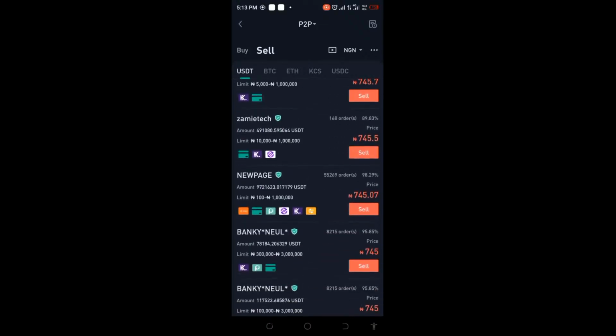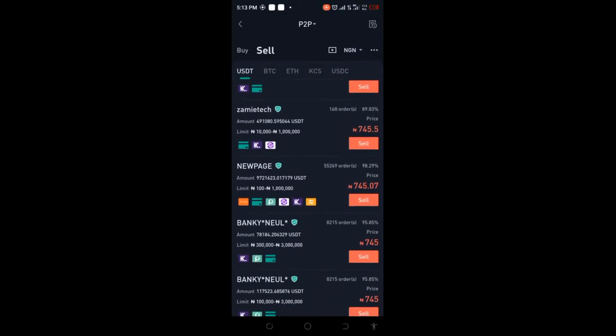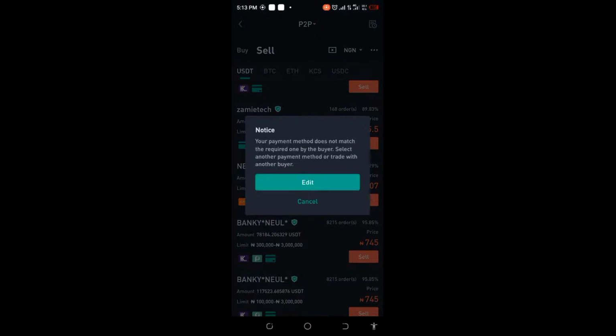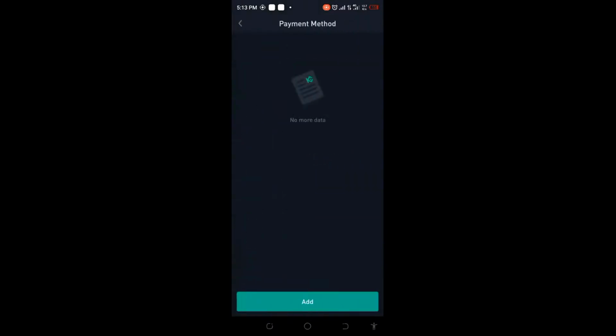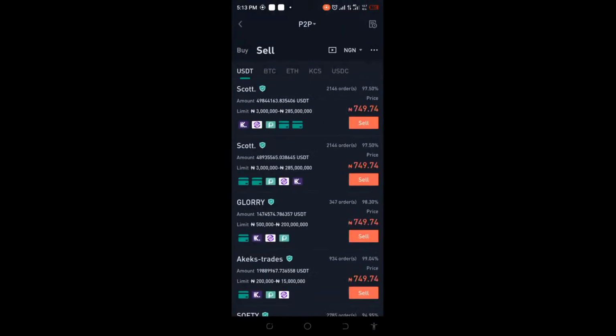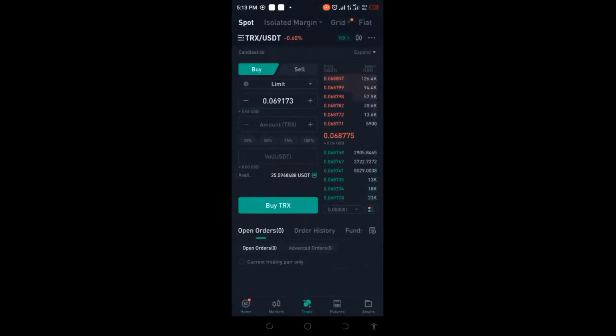So sliding down, you can look for the price range that you actually want to use. Let's just check on this one and see whether there's a potential. It said your payment method does not match the required one by the buyer. Okay, so we have to set up all of this. We can actually edit and put in all the details, but I'm not going to go through all of this. I'm just showing you that we can actually withdraw our money even from P2P, right? But I'm just going to go back to do this by TRX, okay?